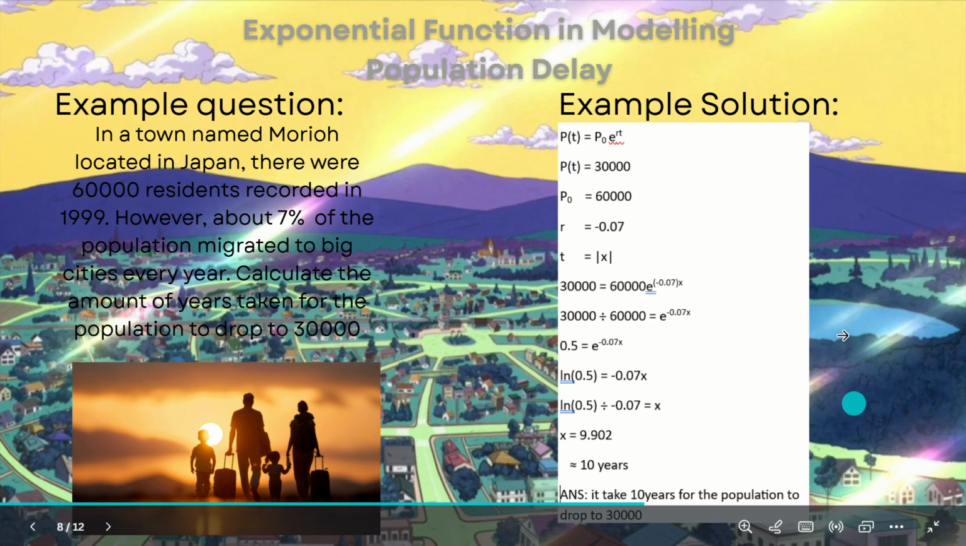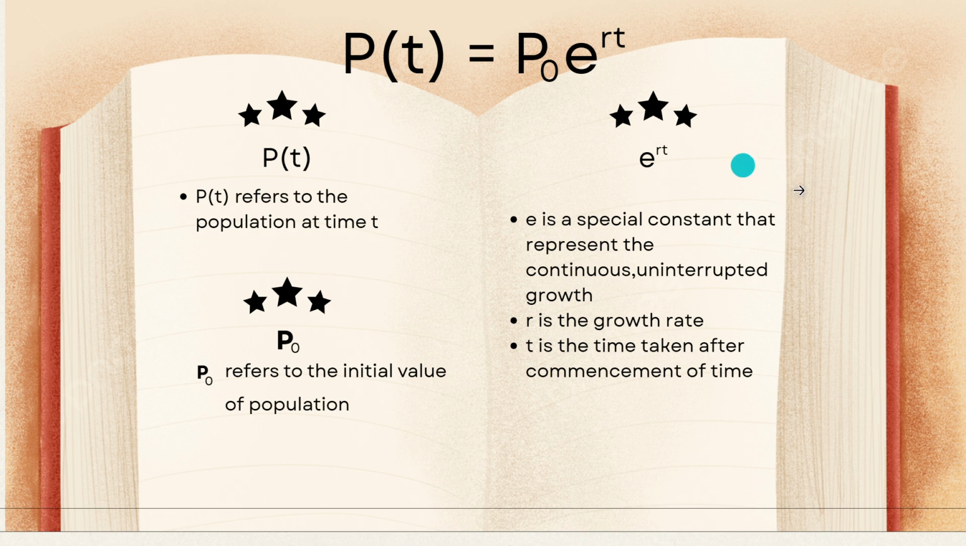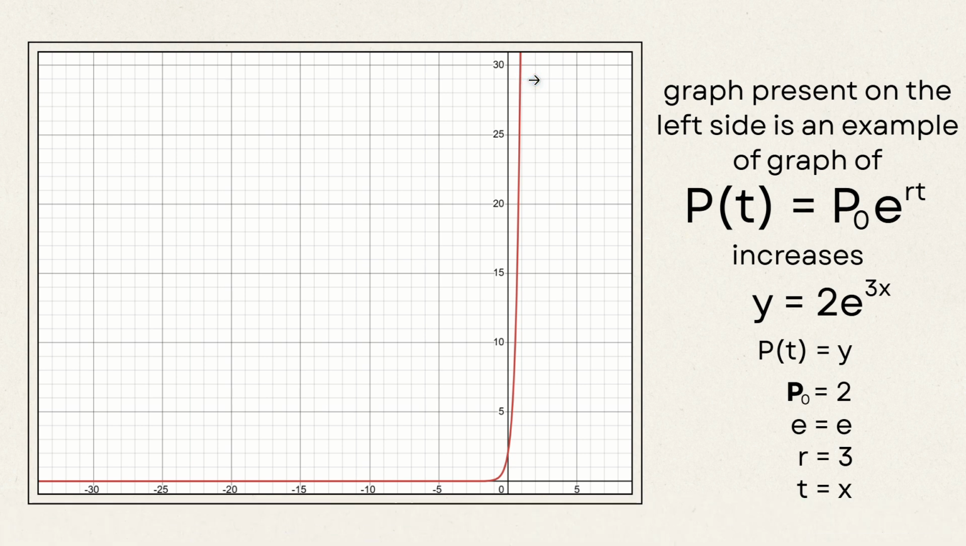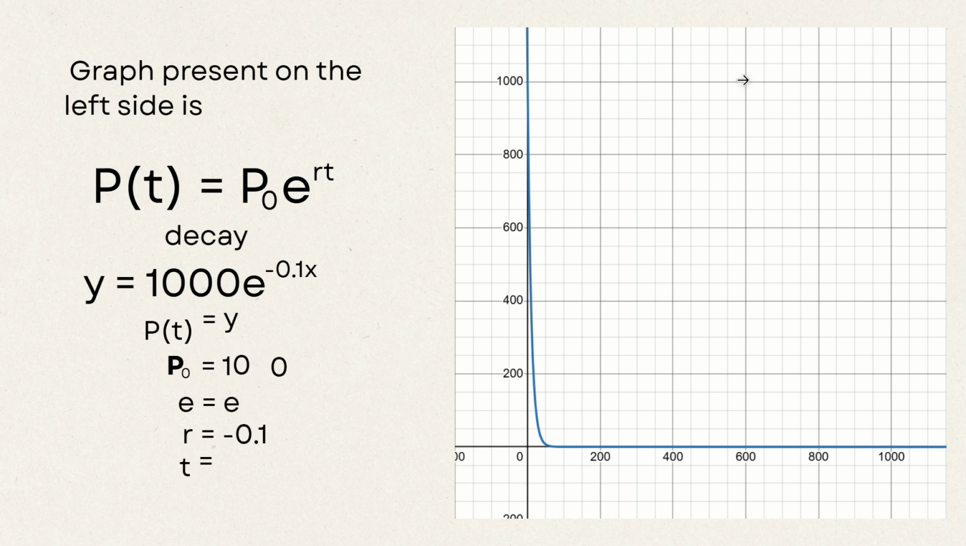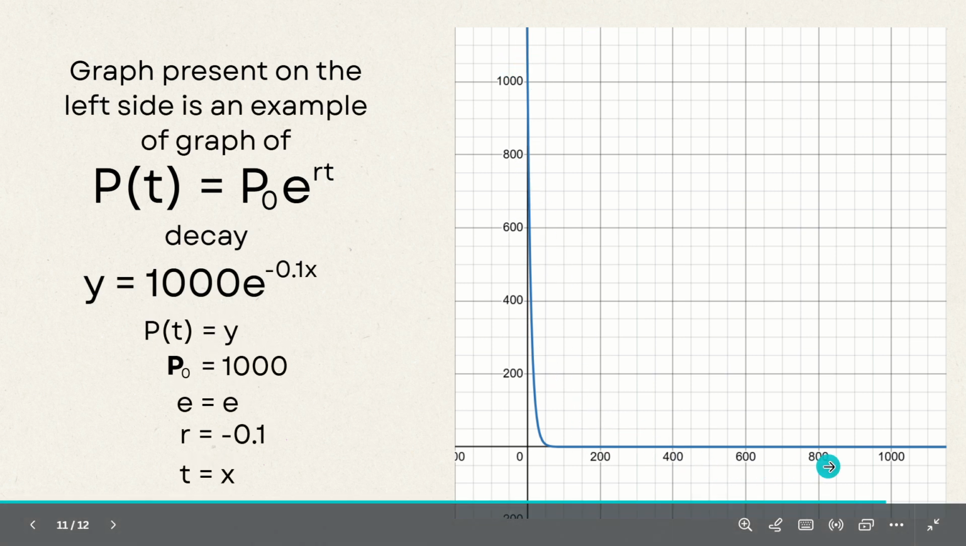So here's my solution. You can pause to read it out. So here's the formula, and you can pause the video to see what each symbol stands for. Here is a graph showing the increase of population. As you can see, the line goes straight up, which indicates the population growing at a rapid rate. Another graph is that, as you can see, the line goes beneath into the x-axis, which means that the population is facing decline.